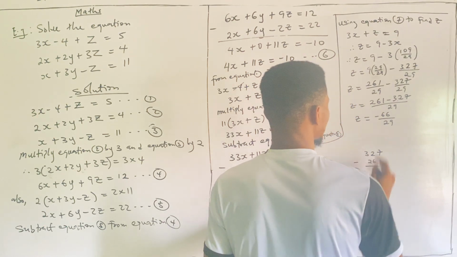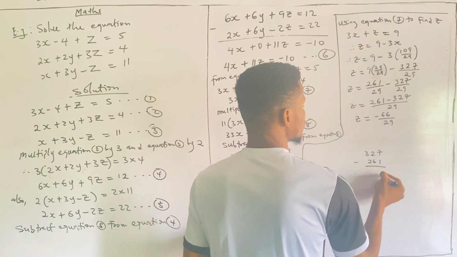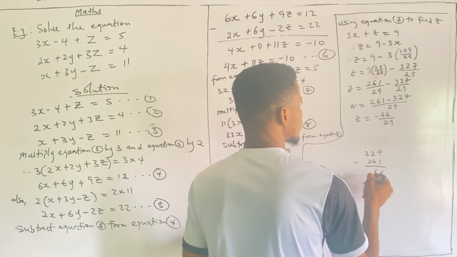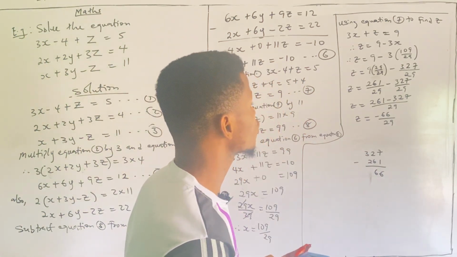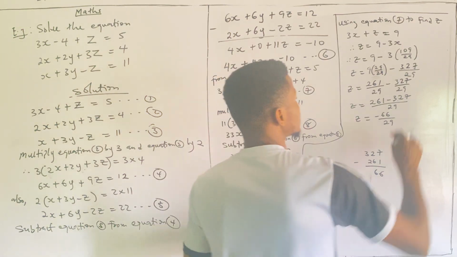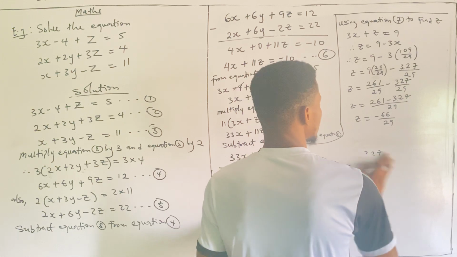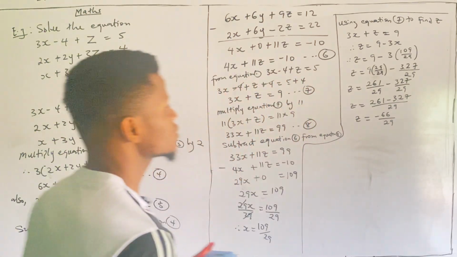minus 261. So if we subtract, 7 minus 1 is 6. We carry 1 here, 12. 12 minus 6 is 6. 2 minus 2 is 0. So 066 is 66, alright? And you know that the bigger number is negative, so our answer should be negative. So if we do that, we are left with z equals minus 66 over 29.